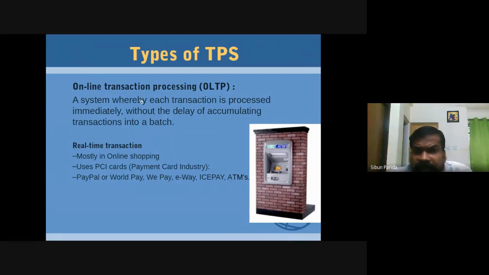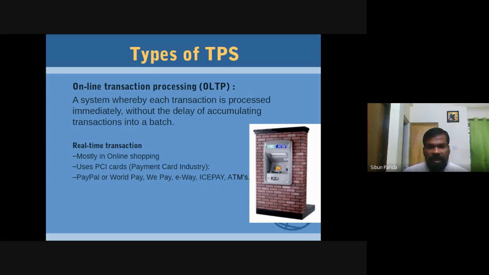OLTP is nothing but online transaction processing. Those who are interested to study machine learning or data mining will understand this thing, OLTP. What is OLTP? Online transaction processing. So your transaction is processed online. Real-time transaction, mostly in online shopping. Because when you are purchasing a product, in the case of a reservation system, I can say hotel price or flight price, all these things.